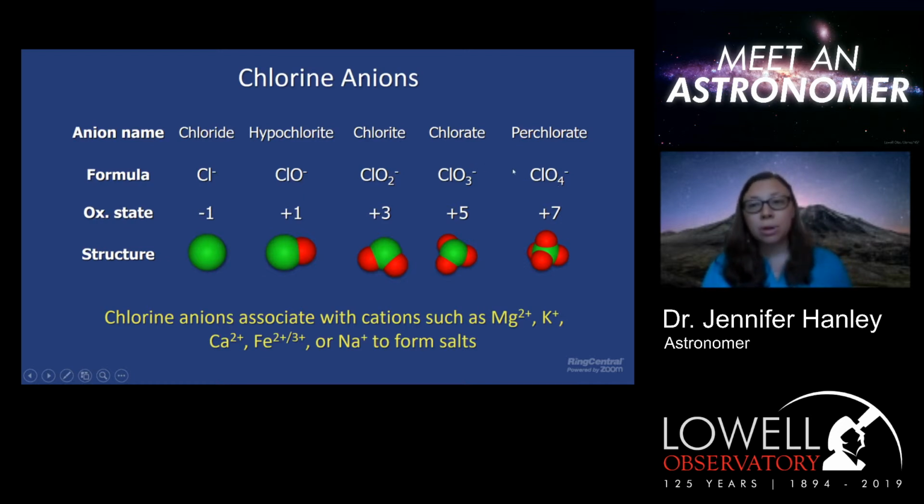And actually, perchlorate, you can see, is really highly oxidized. It has a lot of oxygen attached to it, and so sometimes it's used as rocket fuel. So if we find it on Mars, maybe in significant quantities, we could potentially use that. But in the meantime, I'm more interested in the habitability aspect of it. So you have these anions, and when you associate them with the cations, you form the salts.